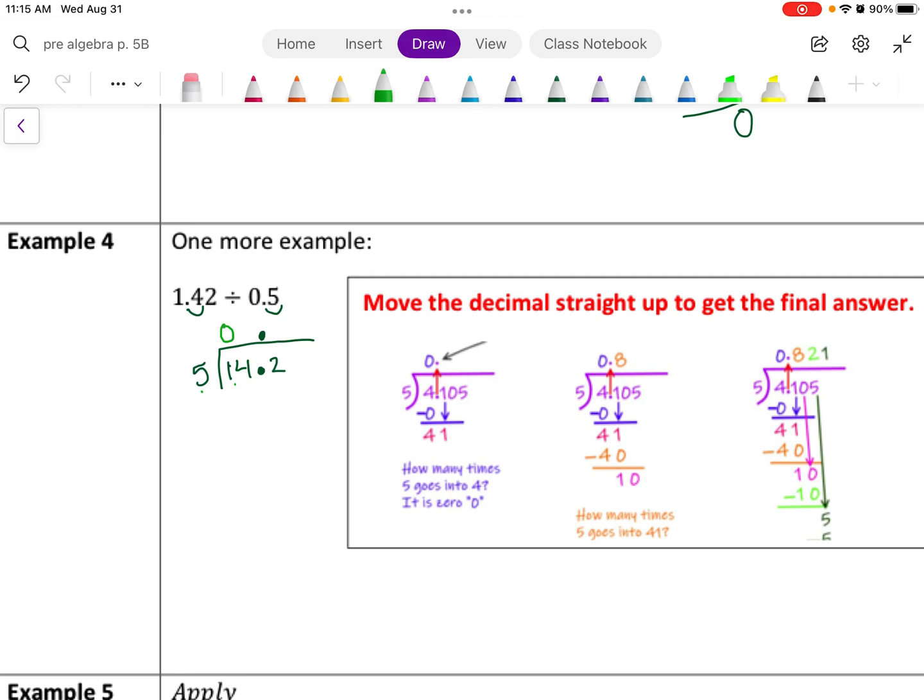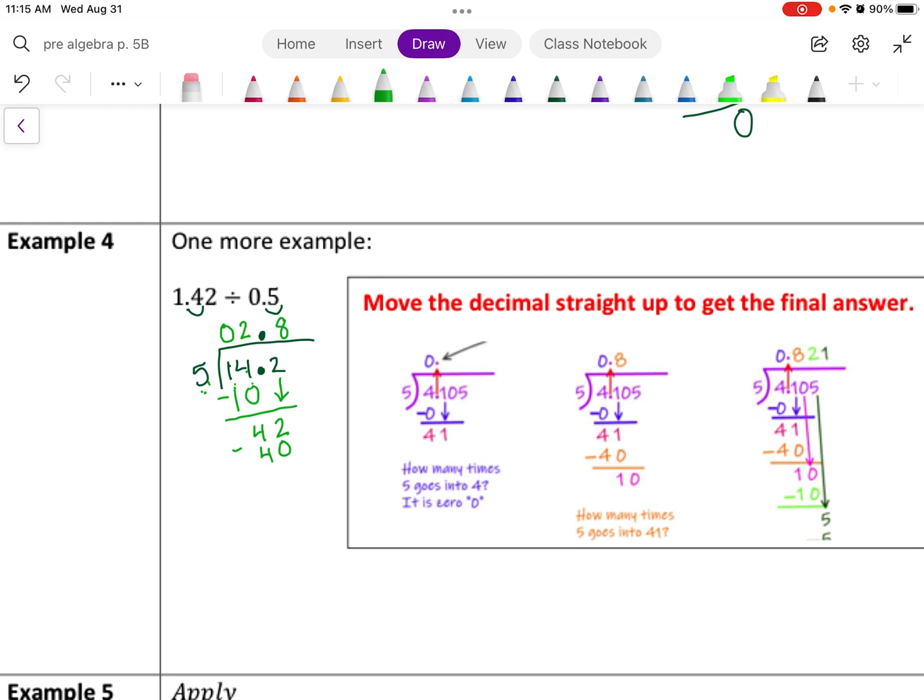5 does not go into 1, so we have a 0 in our tens place. So now we're going to look at 14. Does 5 go into 14? Yes, it does. It goes into there twice. So 5 times 2 would be 10. Now we can subtract. 14 minus 10 is 4. Bring down the 2. So now we're looking at 42. 5 goes into 42 8 times, because 5 times 8 is 40.